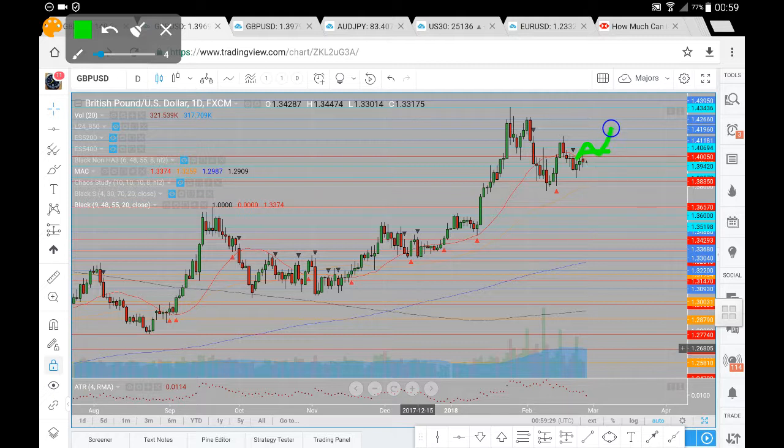Even more so if we do close above the 140.05 on the daily chart. And with that said, that pretty much wraps up the pound dollar analysis.